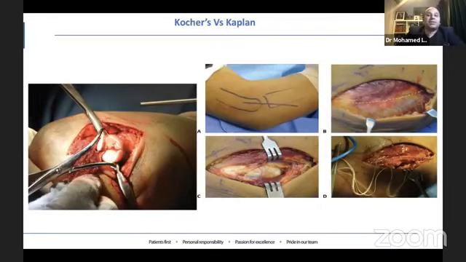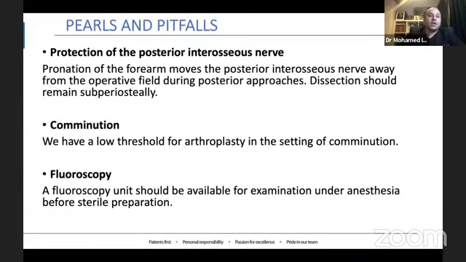So what approaches are usually used in an acute scenario? You can use the Kocher or Kaplan approach, and Prof. Mohammed highlighted that yesterday. I think it's all about the dissection, because sometimes the dissection has already been done for you. The Kocher approach is my preferred approach. Make sure you have good access to the radial head.